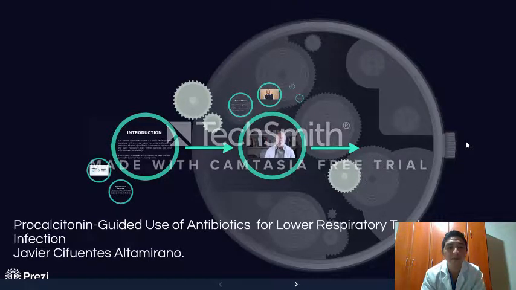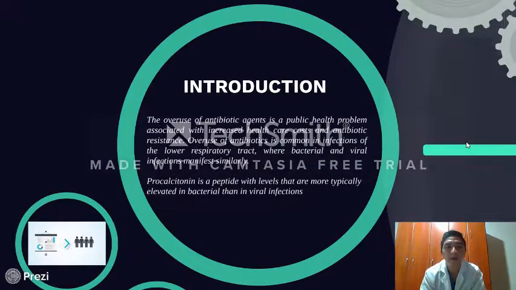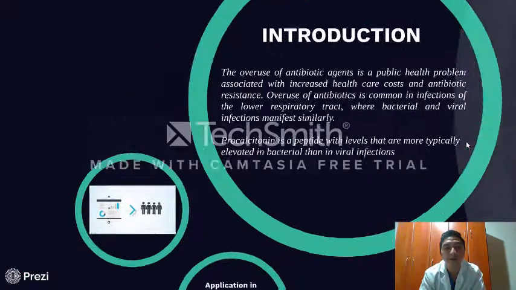Procalcitonin guide use of antibiotics for lower respiratory tract infection. Introduction: The overuse of antibiotic agents is a public health problem associated with increased healthcare costs and antibiotic resistance. Overuse of antibiotics is common in infections of the lower respiratory tract, where bacterial and viral infections manifest similarly. Procalcitonin is effective, with levels that are more typically elevated in bacterial than in viral infections.